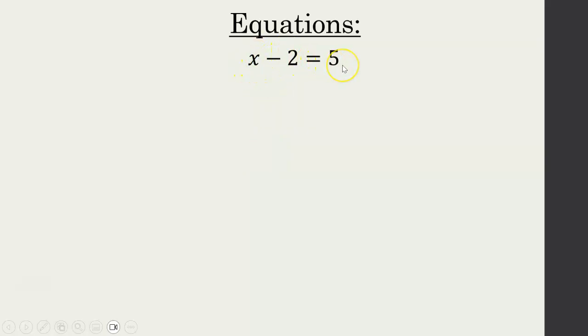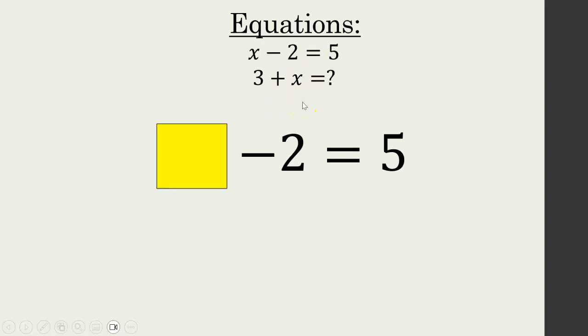Okay, we have another equation here. x minus 2 is equal to 5. So what's 3 plus x? So again, I'm going to go to my box. This time the box represents x. So I have box minus 2 is equal to 5. So some number I put in here, minus 2 is equal to 5. So if I put, let's say, 6, 6 minus 2, well, that's not right.